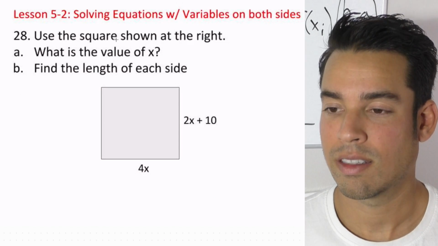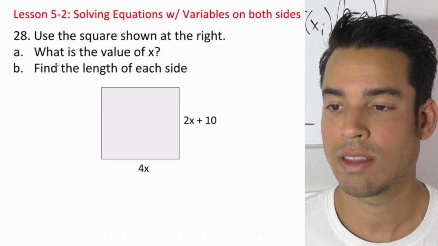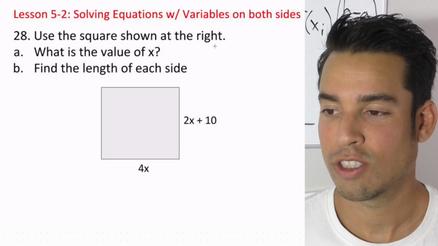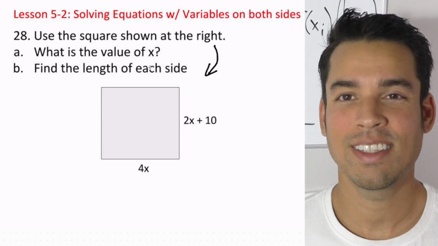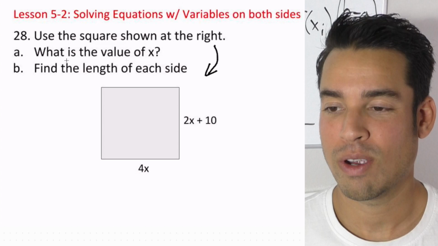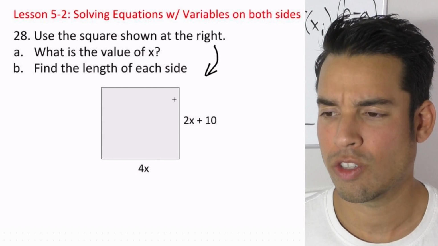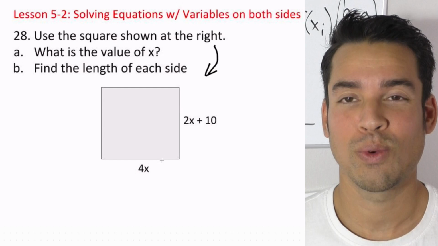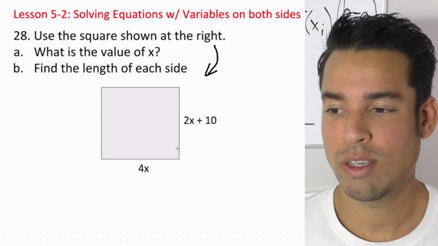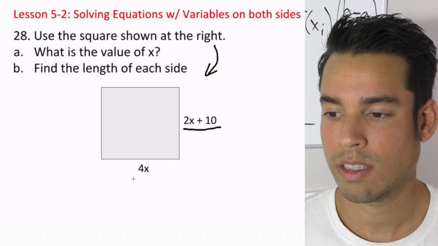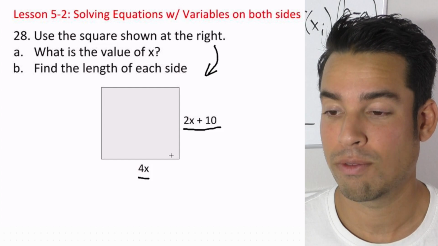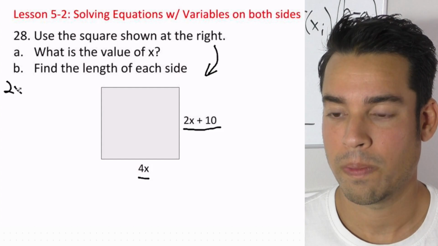Next, we've got 28. It's a little tougher. Use the square shown at the right to figure out the value of x and find the lengths of each side. Well, again, this is a square. So what do we know about squares? All the sides are equal. So what does that mean about 2x plus 10 and 4x? They are equal. 2x plus 10 equals 4x.